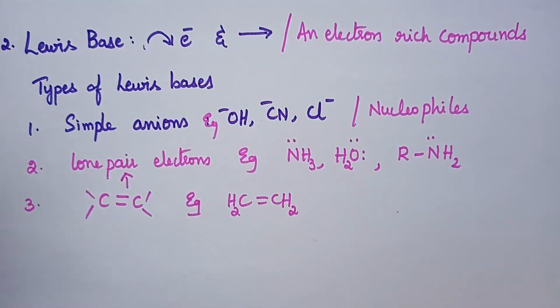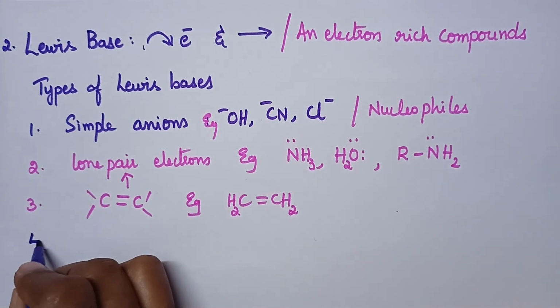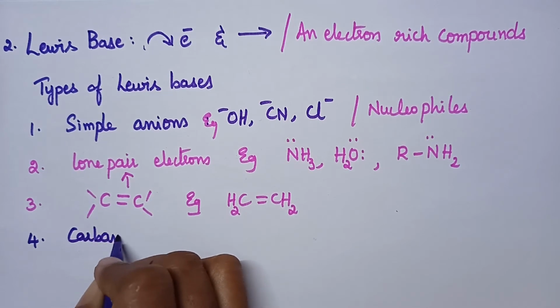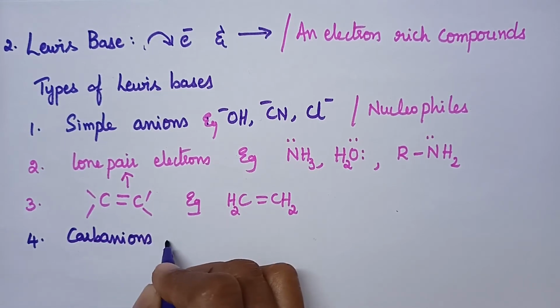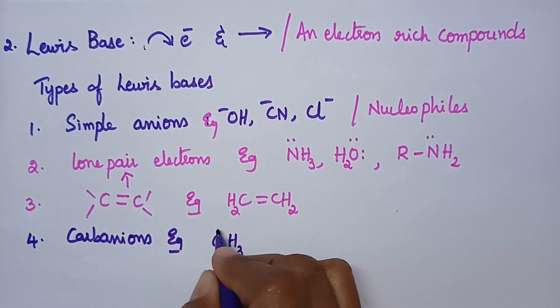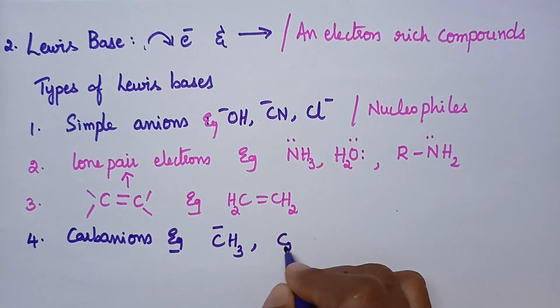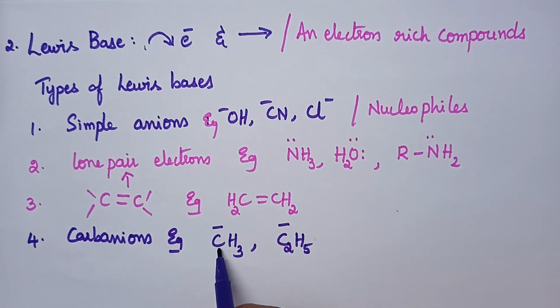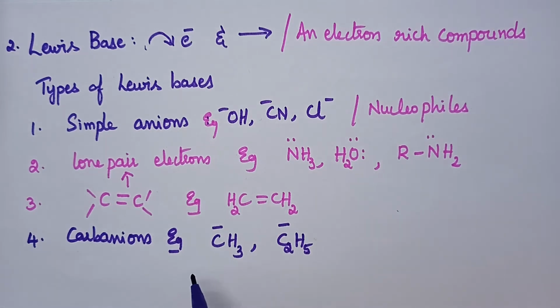At the same time, we can also consider carbanions as Lewis bases. So carbanions means the substances which contain a negative charge on the carbon atom. If the negative charge is carried by the carbon atom, they can be called carbanions, and they are electron rich species, and hence they can act as Lewis bases. So is it clear about the types of Lewis bases?